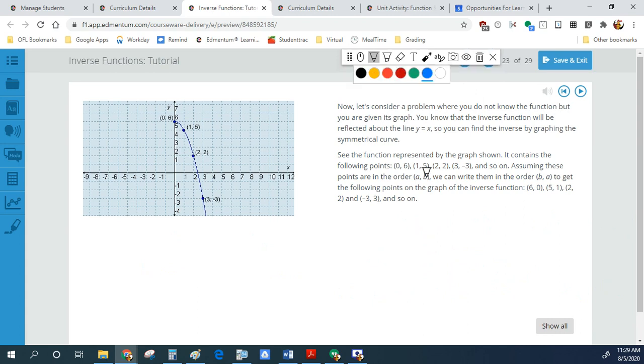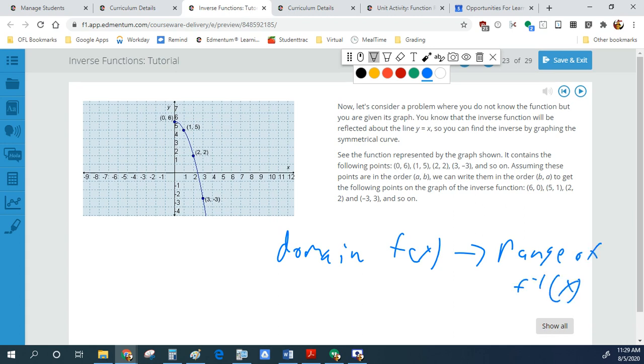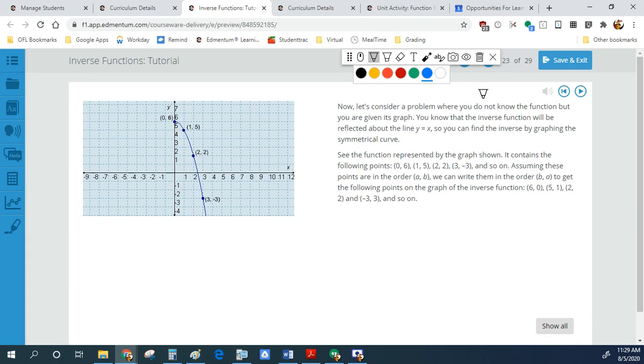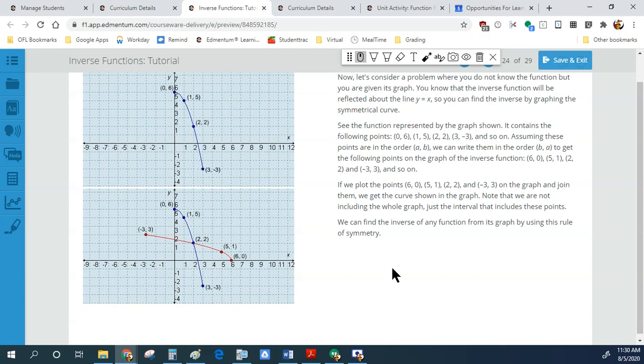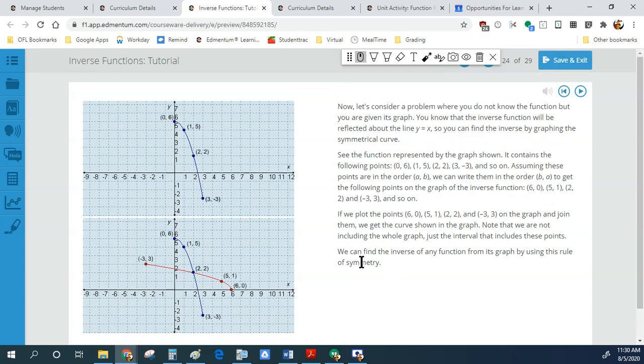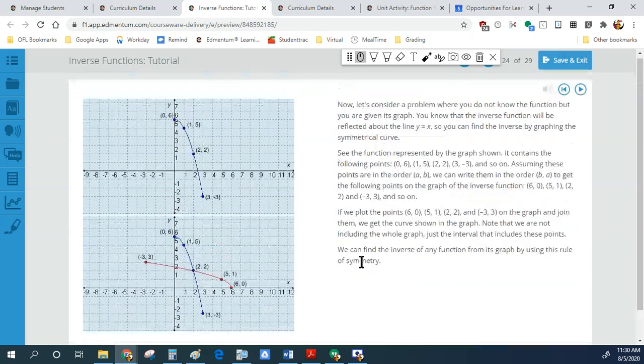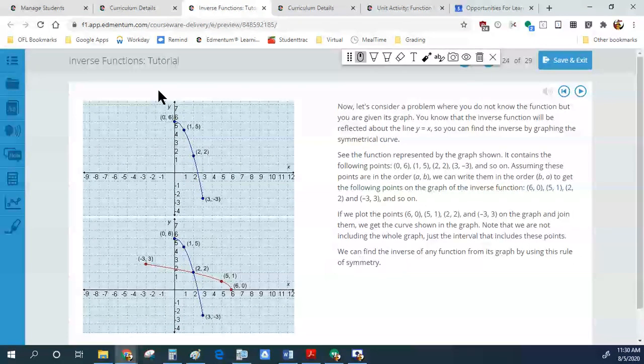So that's all that's basically happening right here. You're just switching your x and y. So if you're switching your x and y, that means your domain of f of x is your range of f inverse of x. So that's what's happening.